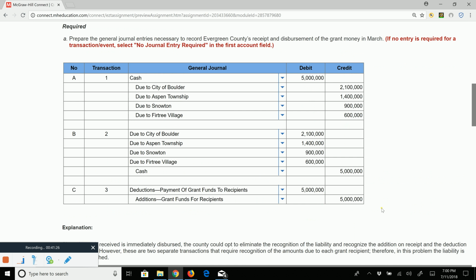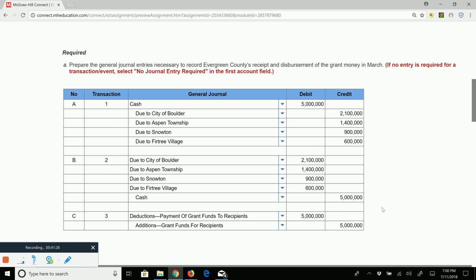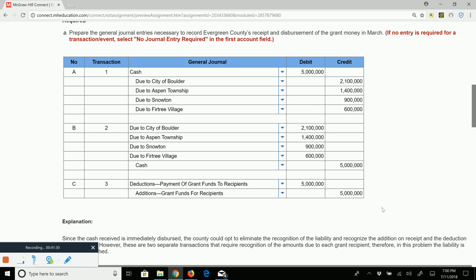Okay, and then of course there's going to be a follow-up journal entry. All of the amounts that were collected are going to be shown as an addition, and the amounts that were paid out are going to be shown as a deduction. It always nets to zero. With an agent, with a custodial fund, it's always going to net to zero.